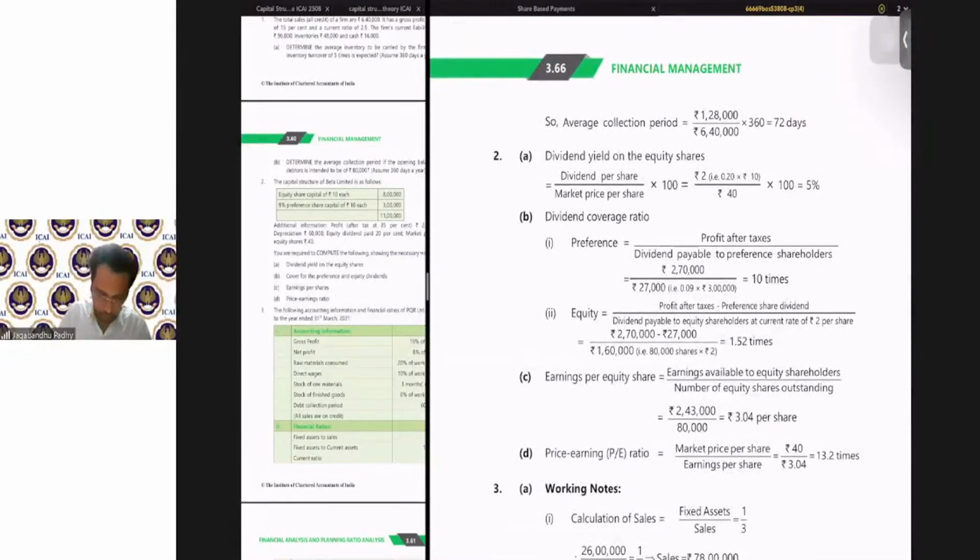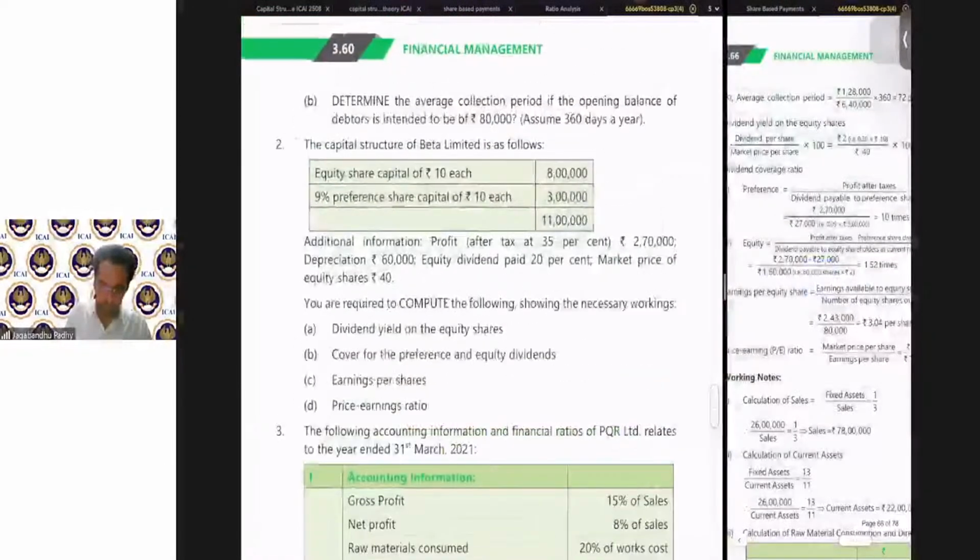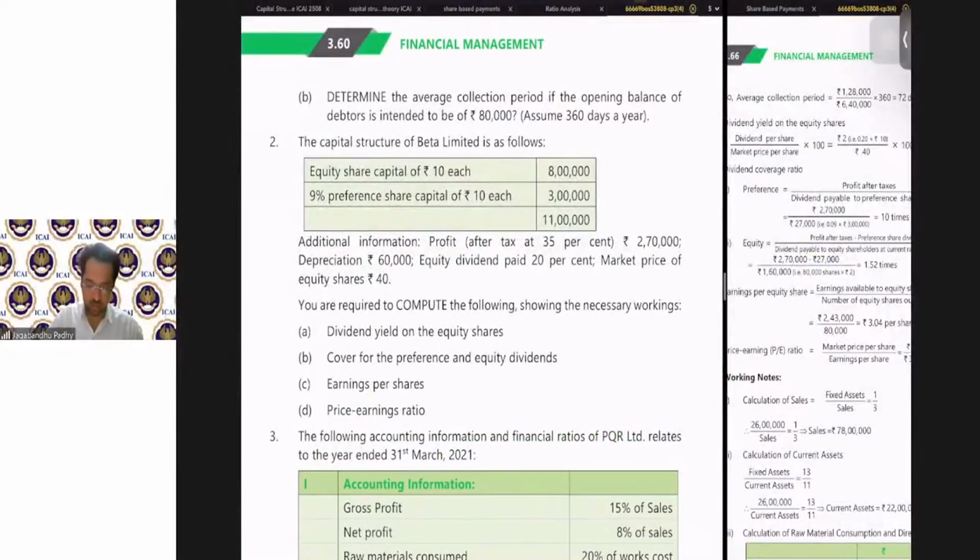Okay, question 2. Capital structure of Beta Limited is as follows. Equity share capital of 8 lakh, 9% preference share capital of 3 lakh, and that totals up to 11 lakh. Additional information we have: profit after tax at 35%, 2,70,000. Depreciation is 60,000. Equity dividend paid is 20%. Market price of equity share is rupees 40. You are required to compute the following, showing the necessary workings.